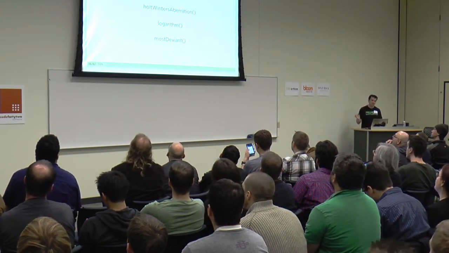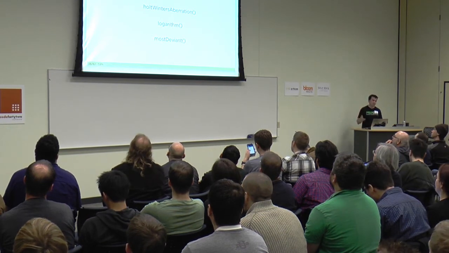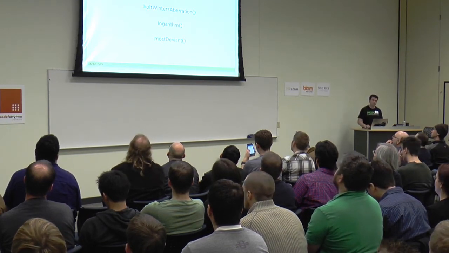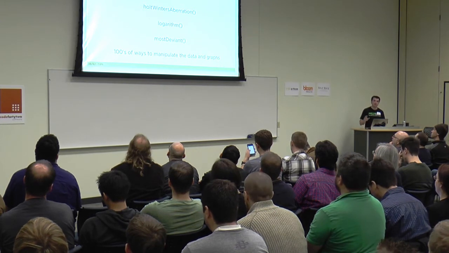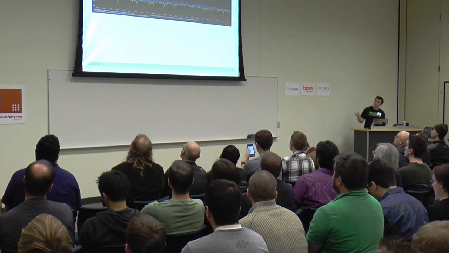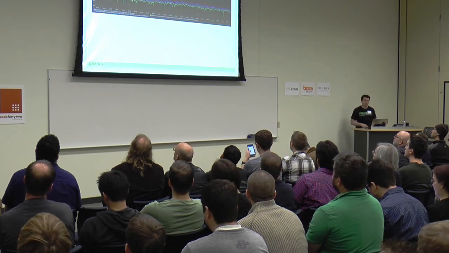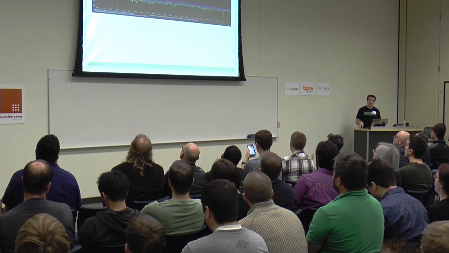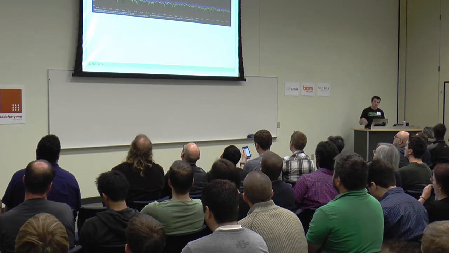Derivatives, draws infinites, highest average, Holt-Winters aberrations, logarithms, most deviant. There are hundreds and hundreds of ways to manipulate the data in the graphs. This is an example of port 80 connections using Holt-Winters confidence bands, and you can understand when you're having an aberration in your environment.